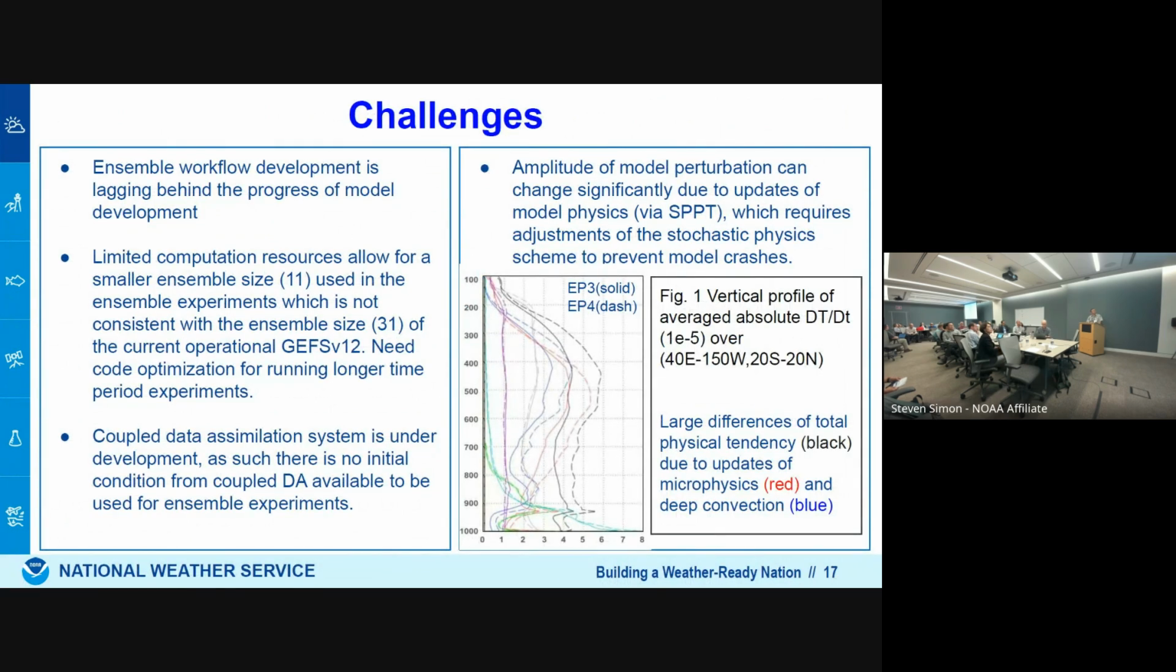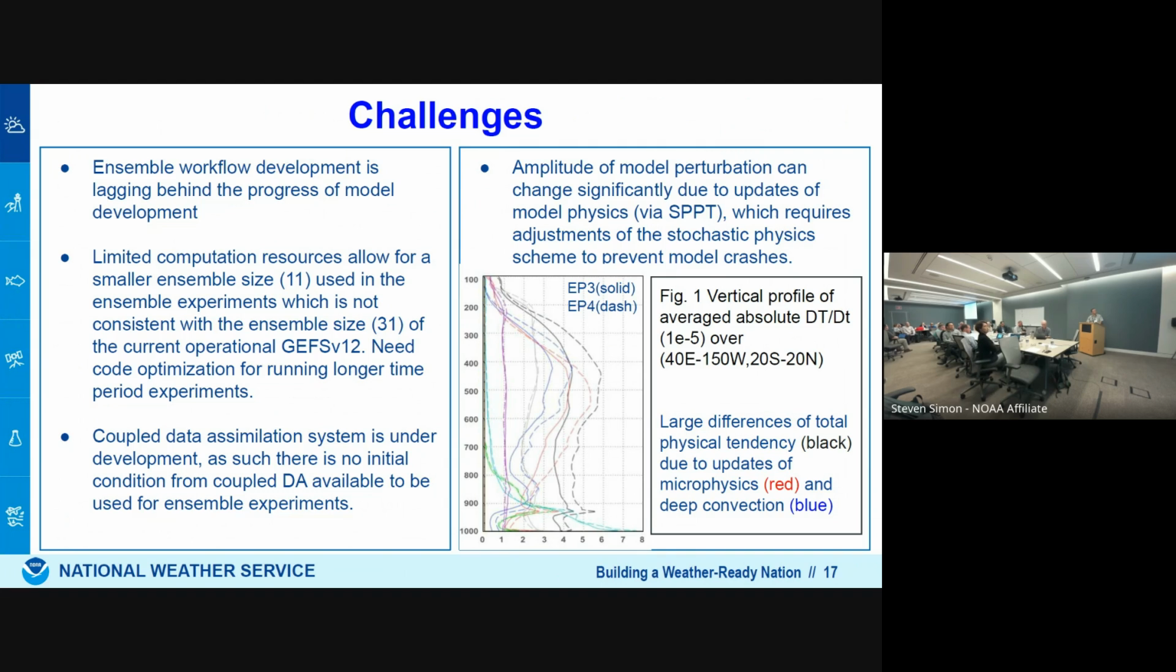For challenges, we have a lot of challenges for GEFSv13 development. Here's a list of some of them. One of them is ensemble workflow development is lagging behind the progress of model development. So all the ensemble prototypes are using a temporary workflow to run the experiments. For future operations, we have to switch to a global workflow.